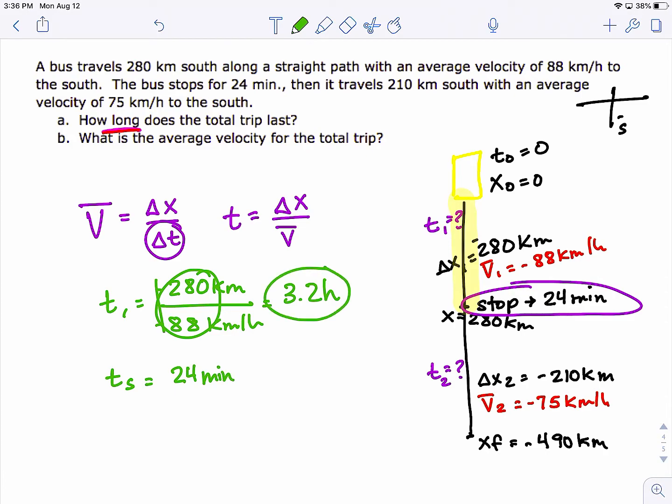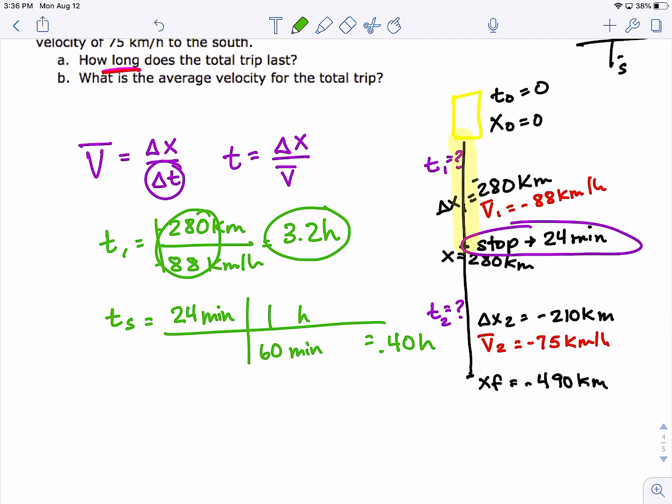Okay. Now I know that the time I stopped for is 24 minutes, but here's the problem. Notice the time for the first section is 3.2 hours, and I need to convert this 24 minutes so that I have it in terms of hours. So I'm going to get rid of the minutes, go to hours, and there's 60 minutes in 1 hour, and that's going to be 0.40 hours. And then I need to know the time for the second section, which is going to be the displacement of the second section, which is negative 210 kilometers, divided by negative 75 kilometers per hour. And that gives me 2.8 hours.